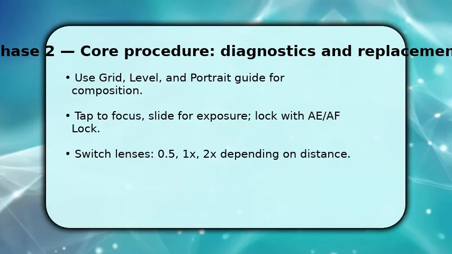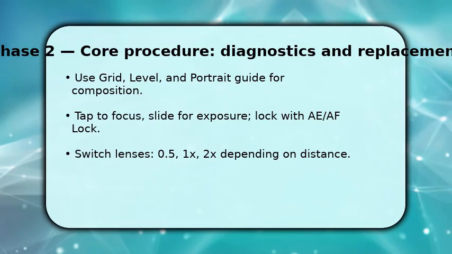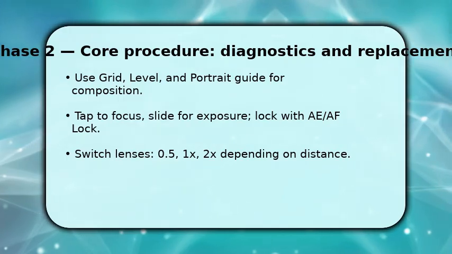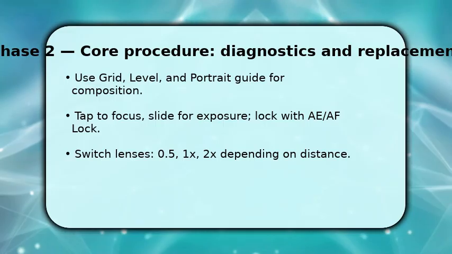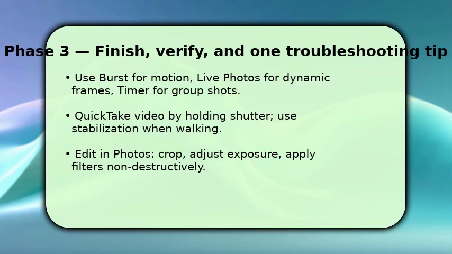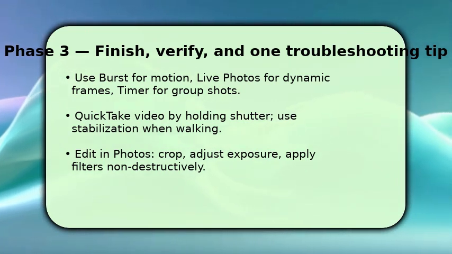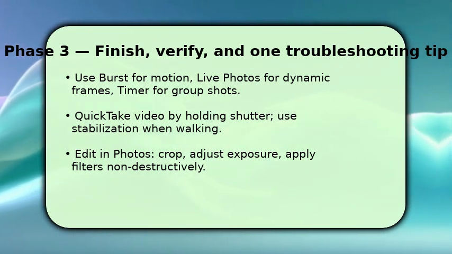Also switch lenses, 0.5 for landscapes, 1x for general shots, 2x for portraits to control perspective. As you adjust, pause and review the preview to confirm color and detail. Finish by capturing with intent. Press shutter for a single shot, hold for burst when subjects move, or use quick take to record video instantly.